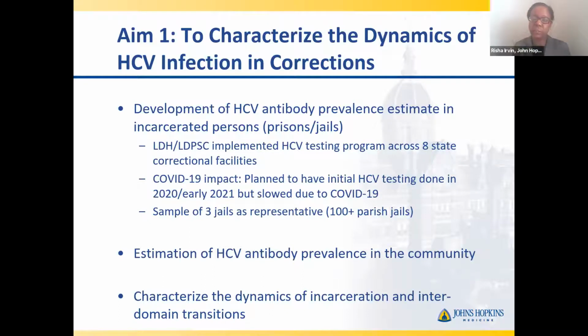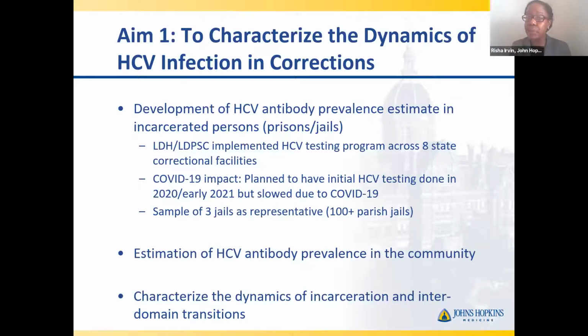on in corrections. So first we want to establish this HCV antibody prevalence in incarcerated persons in both the prison and jail system. As mentioned, there are 8 state correctional facilities, so the prison system, there's over 100 parish jails. And there are differences in terms of the populations housed. In the prison system, the average length of stay from earlier data is about 11 years. For the jail system, it's about 2 to 3 years. So we may see different dynamics in play when we think about hepatitis C.